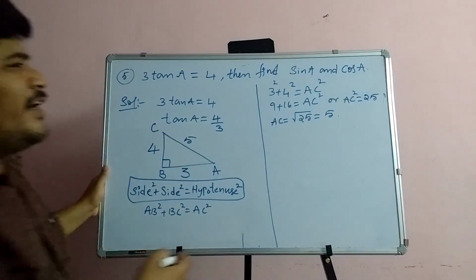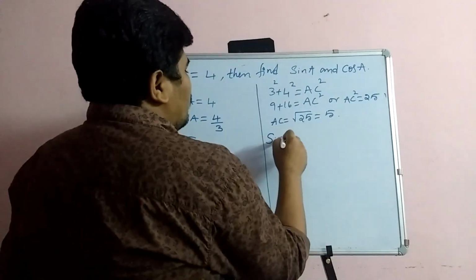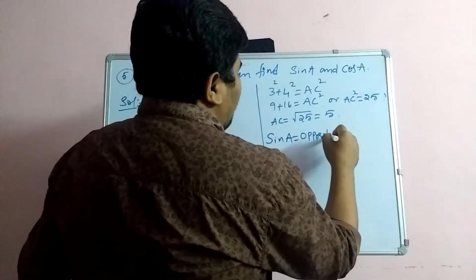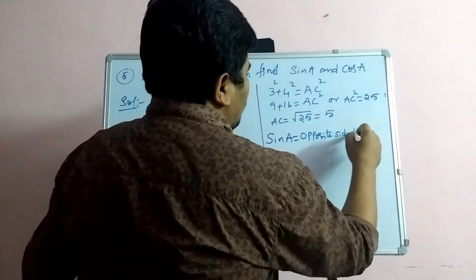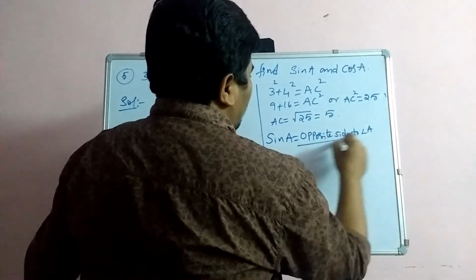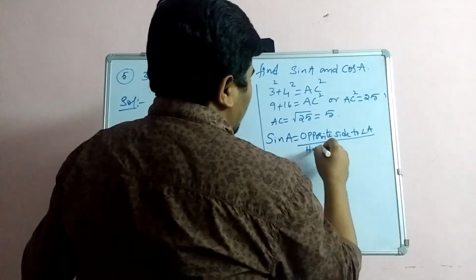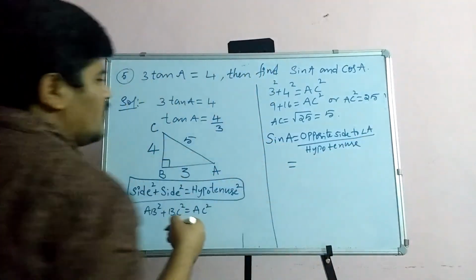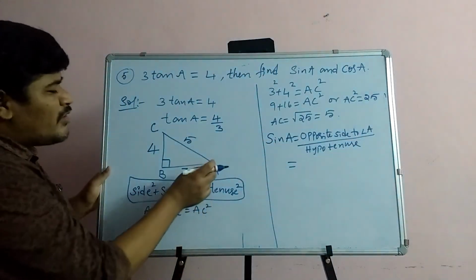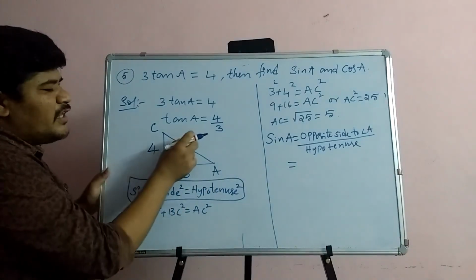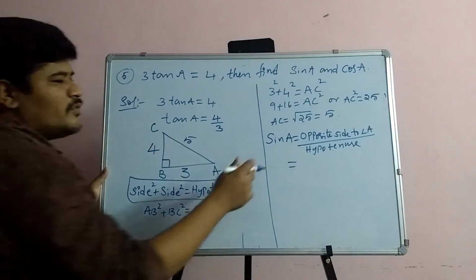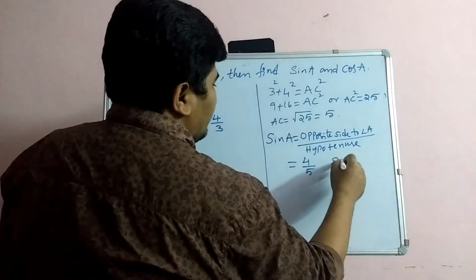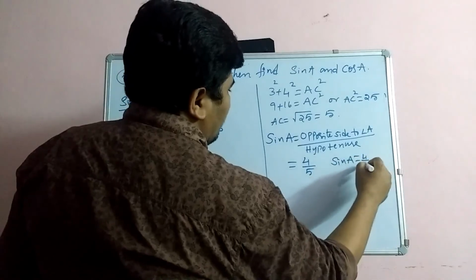Now easily we can find sin A and cos A. So what is sin A? Opposite side to angle A by hypotenuse. Okay. So if you see this diagram, easily you can tell. So what is opposite to angle A? 4. What is the hypotenuse? 5. So sin A is equal to 4 by 5. Okay. So sin A is equal to 4 by 5.